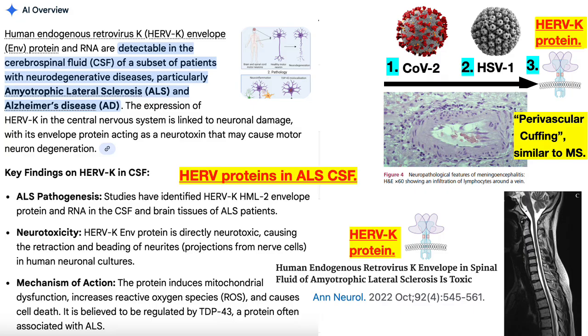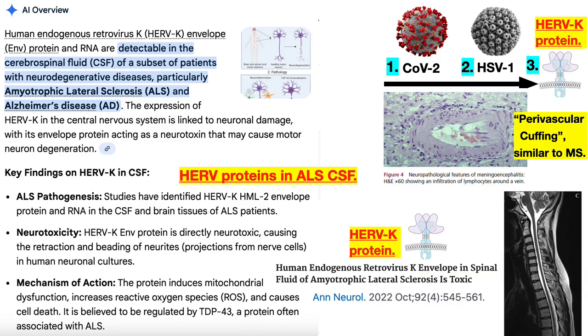Utilizing AI overview to look at HERV proteins in the context of amyotrophic lateral sclerosis, ALS. Human endogenous retrovirus K, HERV-K envelope protein, and RNA are detectable in the cerebrospinal fluid of a subset of patients with neurodegenerative diseases, particularly ALS patients, as well as Alzheimer's disease patients. The expression of HERV-K in the central nervous system is linked to neuronal damage, with its envelope protein acting as a neurotoxin that may cause motor neuron degeneration.